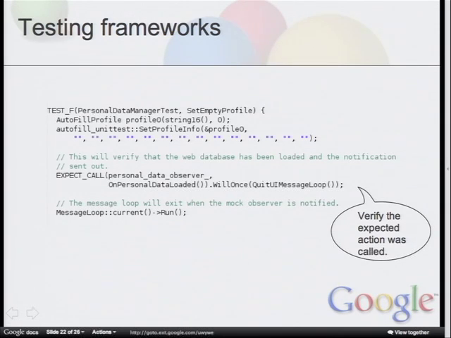There is "will repeatedly", which means that after the call to set profile info, the action that you're expecting to happen could happen several times. And that's a good way to specify that. At the end of this piece of code, we need to run the current message loops because we've queued up this call in the message loop, and then we need to get back to that message to be called. So we run the message loop.